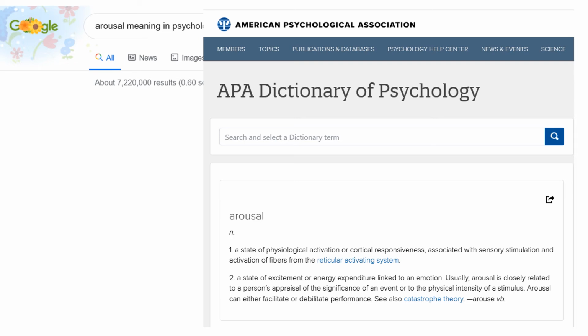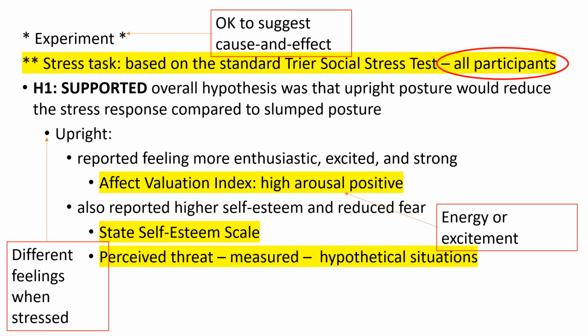After I skimmed the definitions, I realized the second one was the best fit because it talks about emotion. So the labels for these categories are referring to the excitement or energy related to the emotion. So I might add a note to remind myself that the term arousal is referring to energy or excitement.